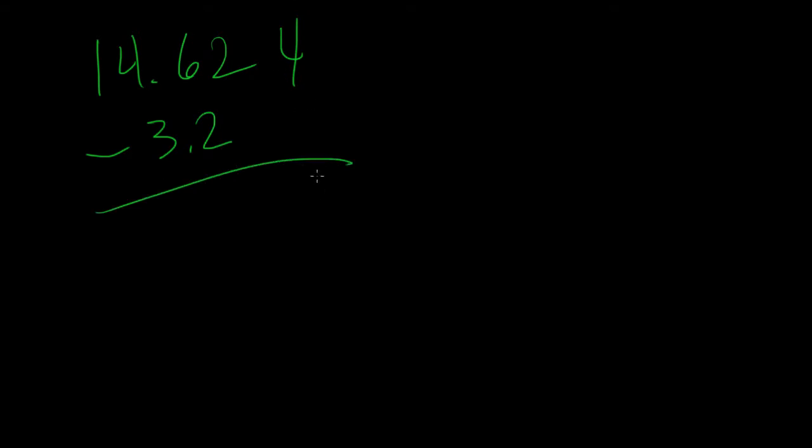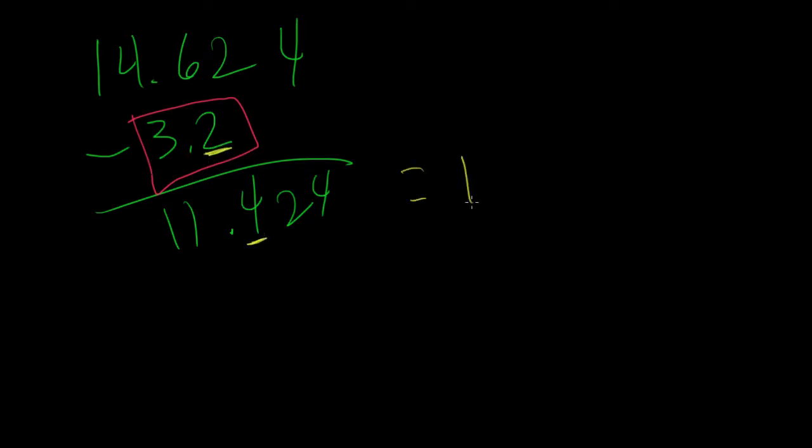All right, let's do subtraction. 14.624 minus 3.2. Okay, 4 minus 0 is 4, 2 minus 2 is 2, 6 minus 2 is 4, 14 minus 3 is 11. Okay, but we need the most precise place of the least precise number. The least precise number is 3.2 because it only goes to tenths, and the most precise place is tenths. So we're going to round to the nearest tenth.